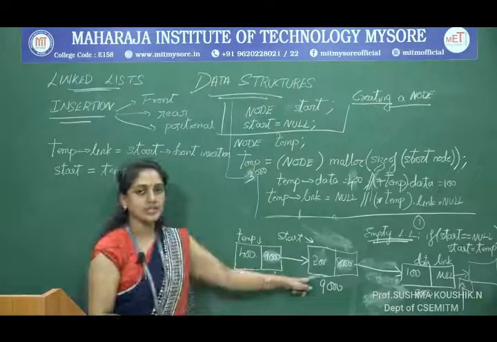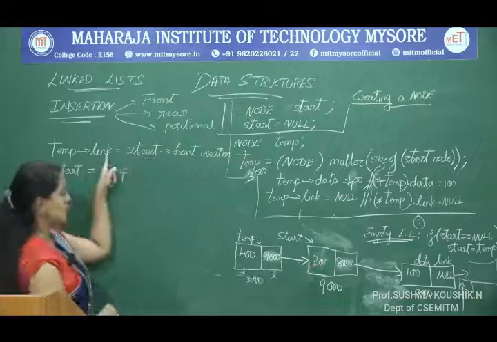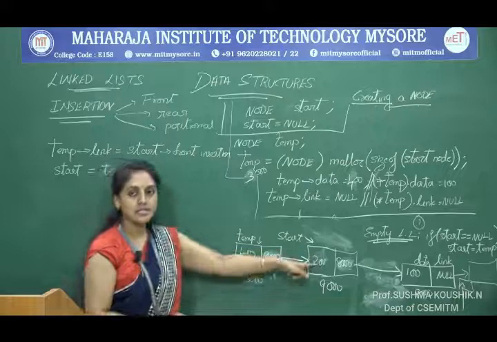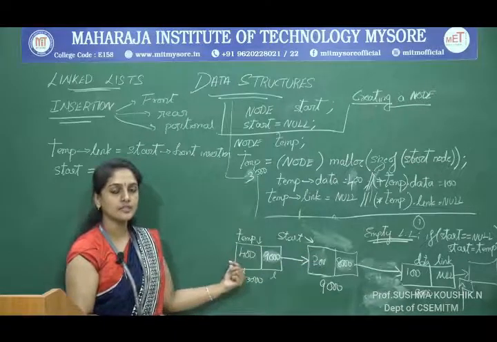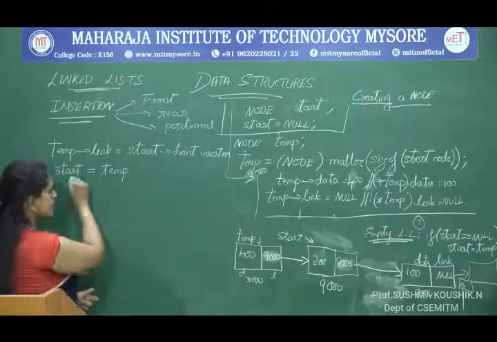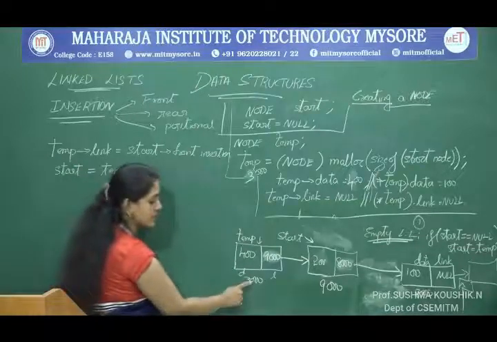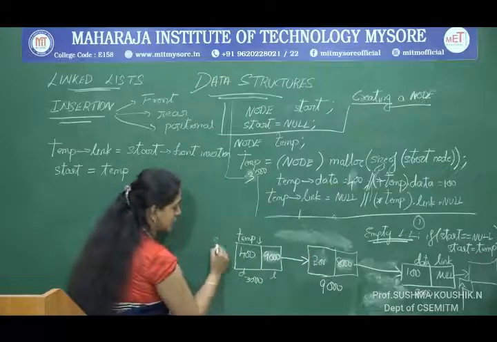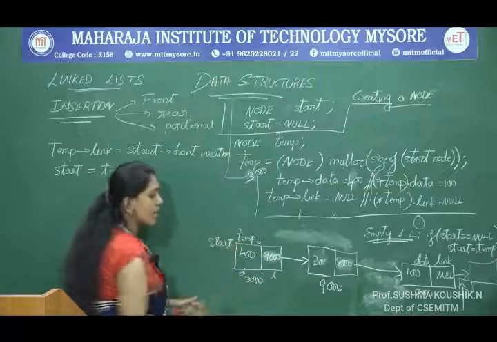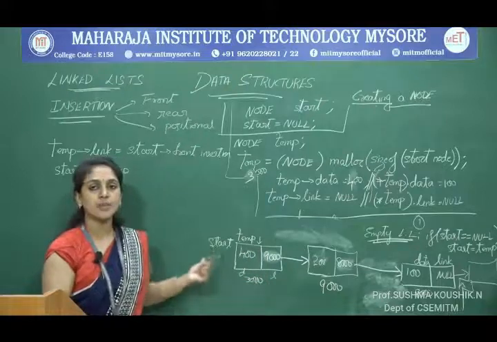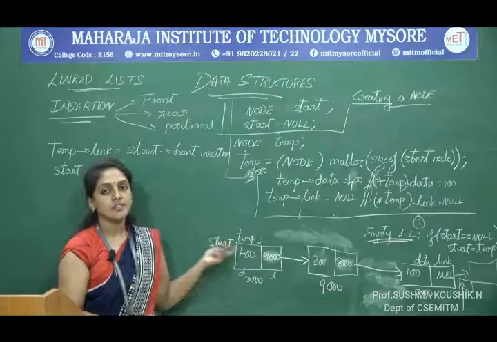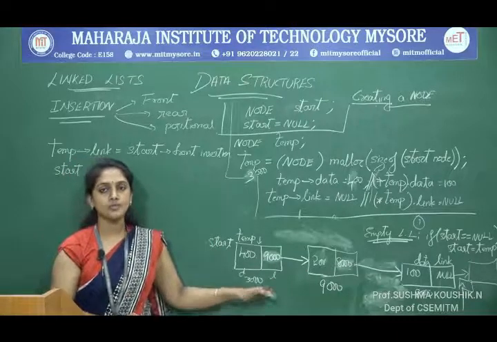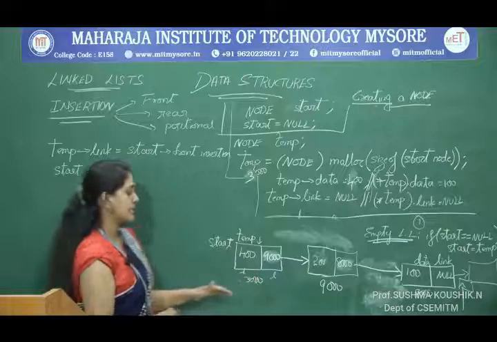We are pointing to the next node then, and now I want the start pointer to point to the starting node of the linked list. So we are repointing: start is equal to temp. Temp is having 3000. That makes the start pointer hold the address of the new beginning of the linked list. This is how you can keep on inserting any number of nodes at the front of the linked list. So this is telling us how to do front insertion with the linked list.